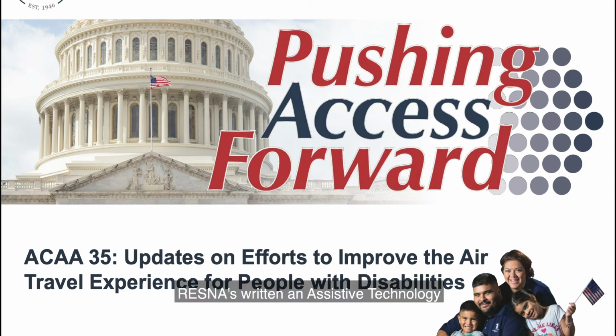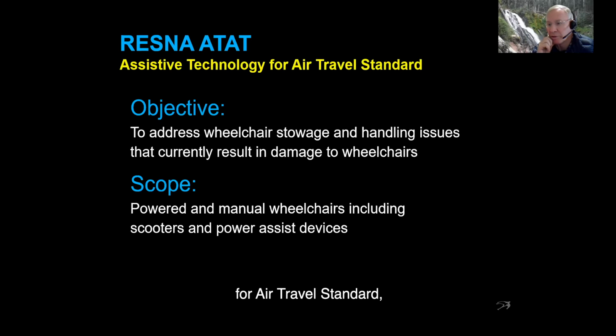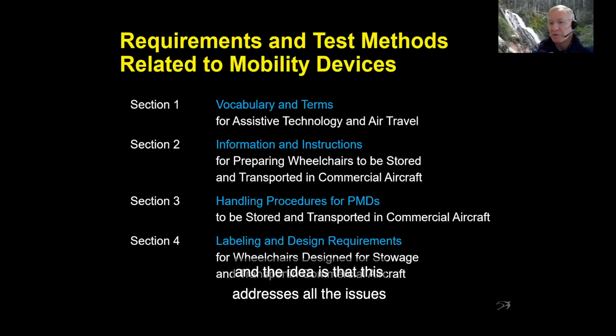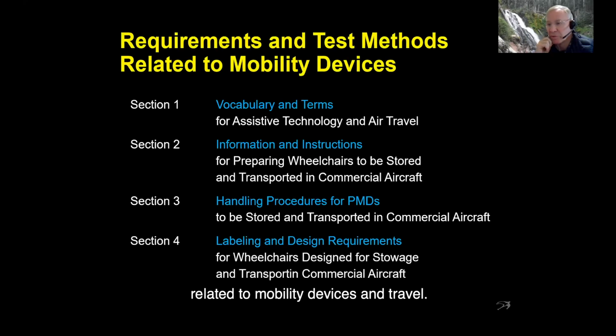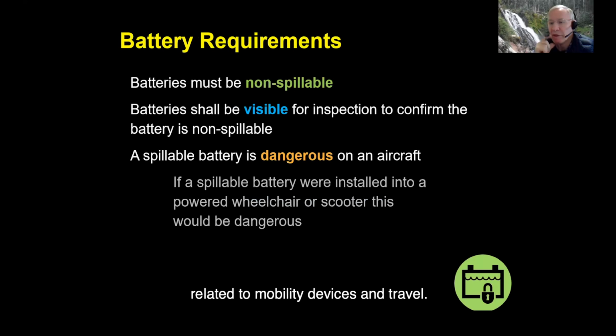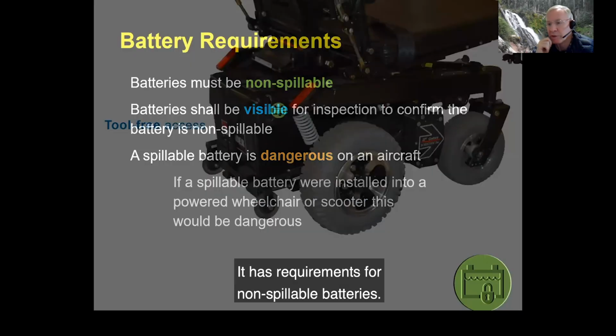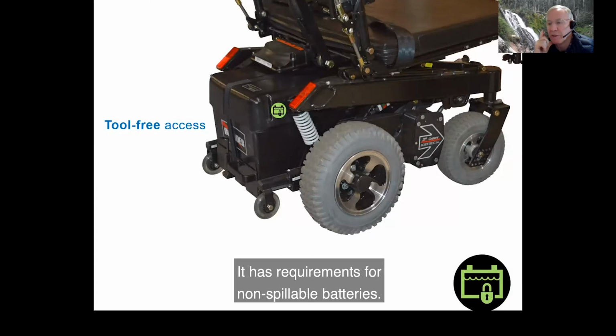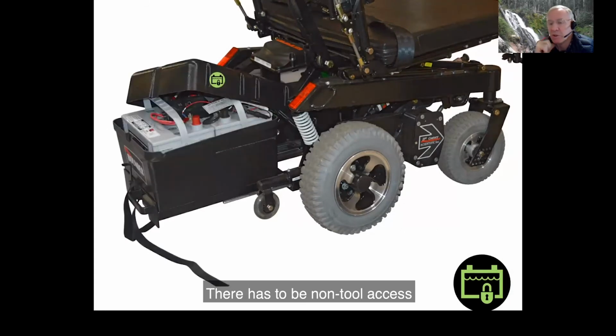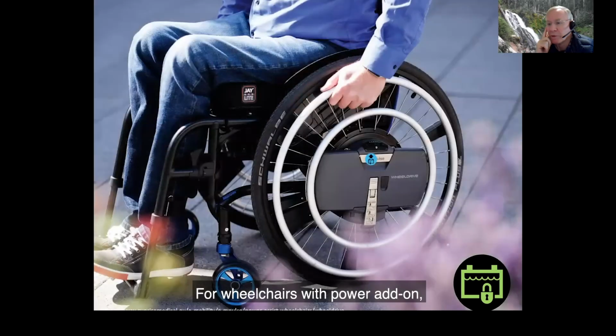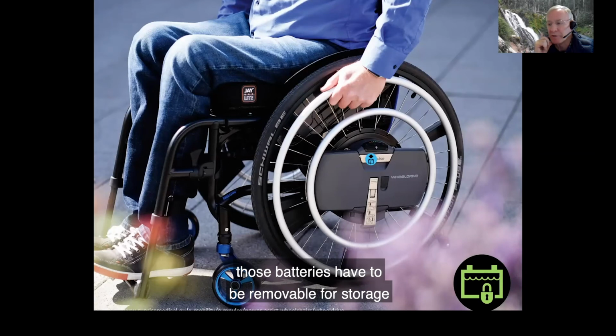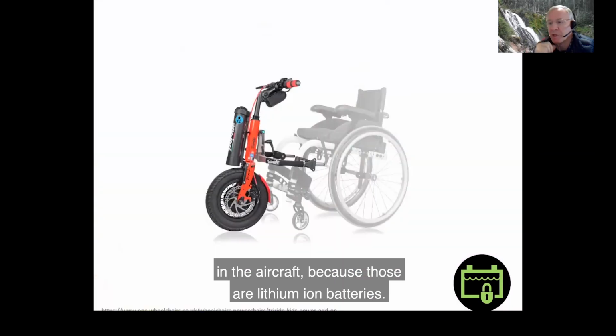RESNA is written an assistive technology for air travel standard. And the idea is that this addresses all the issues related to mobility devices and travel. It has requirements for non-spillable batteries. There has to be non-tool access to the battery to inspect them. For wheelchairs with power add-on, those batteries have to be removable for storage in the aircraft because those are lithium-ion batteries.